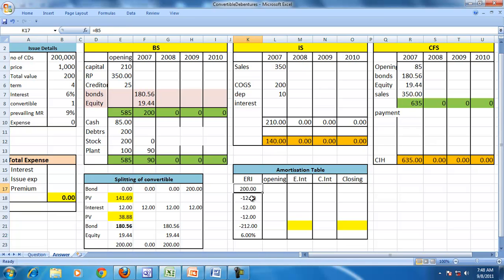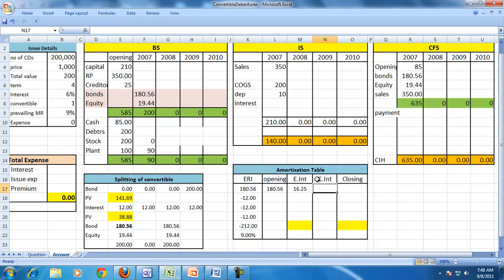200,000 we are raising 200. Okay, we'll not take 200, we take the value of the bond, and the value of the bond is 1, and we are repaying at 112. So the opening amount is 180.56.